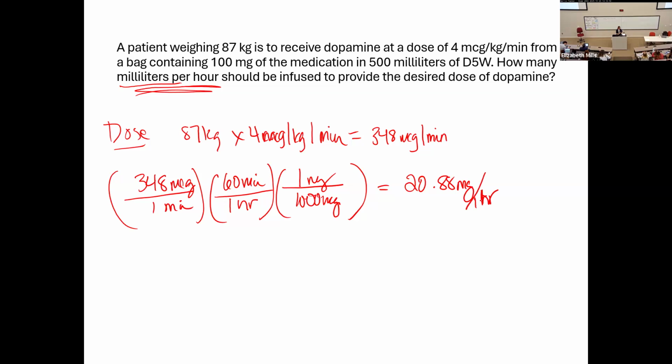Not that far, y'all with me so far on this one? So you calculate the dose needed for the patient in micrograms per minute, which was 348. And then you want to convert that to milligrams per hour. And then we're gonna calculate how many milliliters per hour, okay?